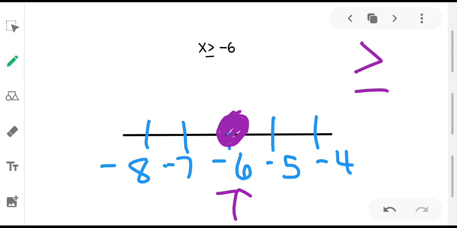Then you have to make a decision, am I going to the left, am I going to the right? If I were to draw a line here to kind of help us, we can see that it is pointing to the right. So I'm going to go to the right.